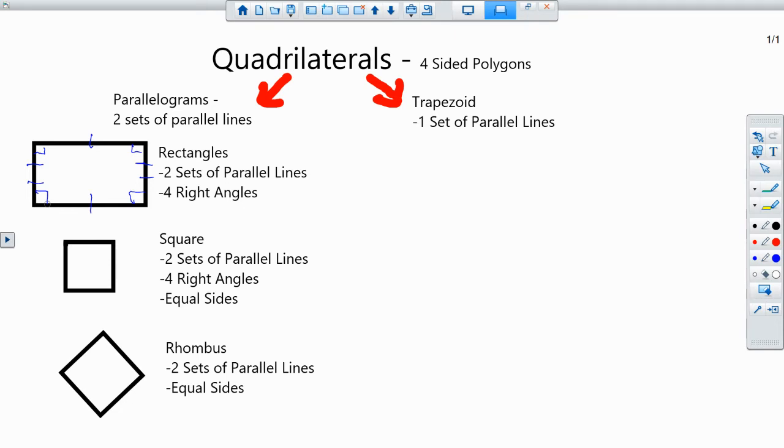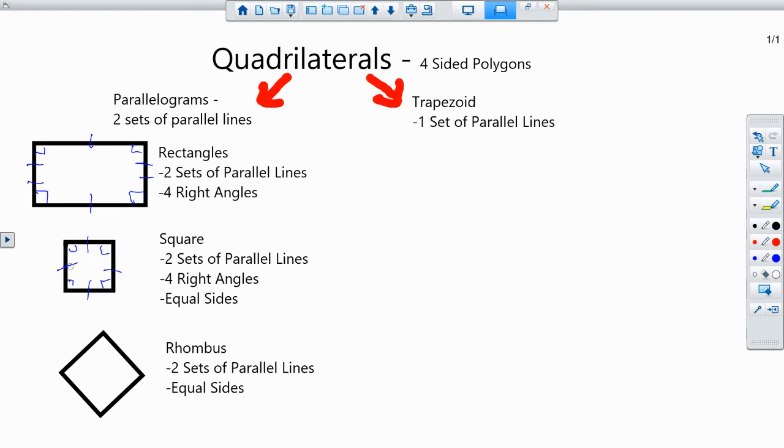A square is very similar to a rectangle, except we have one added attribute. It has to have equal sides. All four sides have to be the same length. So we have four right angles, we have four sides that are all the same length, and we have two sets of parallel lines. These lines are parallel, they'll never touch, and these lines are parallel, they'll never touch. So that makes a square.